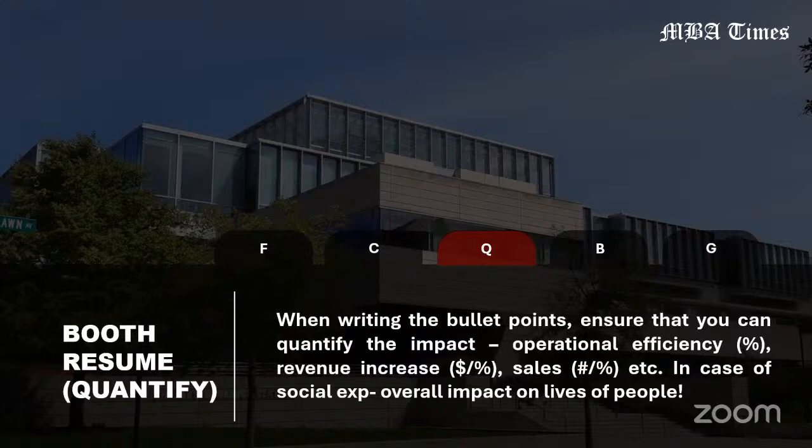As it says in the slide, you can highlight operational efficiency, revenue increase and sales or whatever with numbers, percentage, cash, etc., depending on what you did. Just remember that you need to enter the currency of the country that you're trying to apply to. For Chicago Booth, that would be US dollars. Now, I understand that because of purchasing power parity and the exchange rate difference, the converted amount may look smaller in dollars. So you can accompany this with a percentage change in something to show a greater impact.